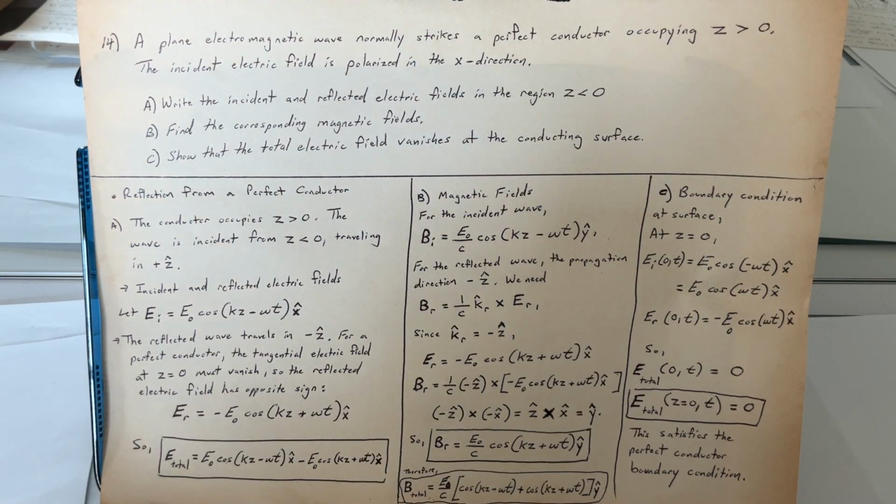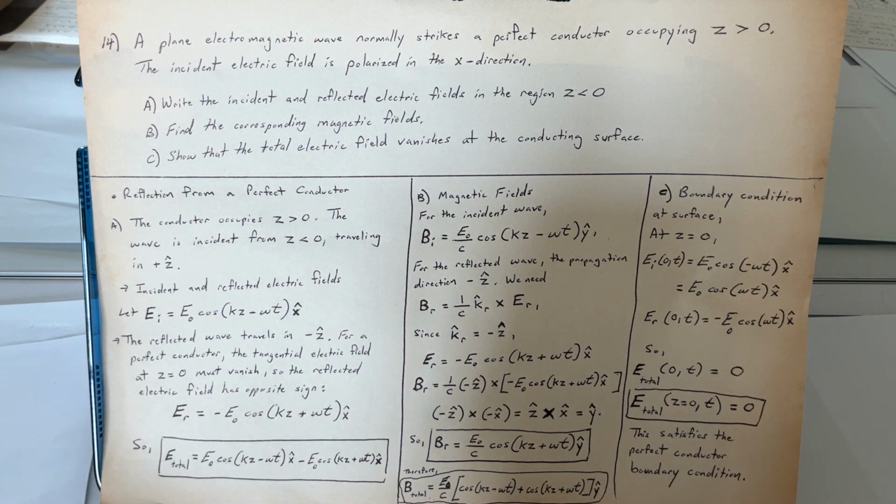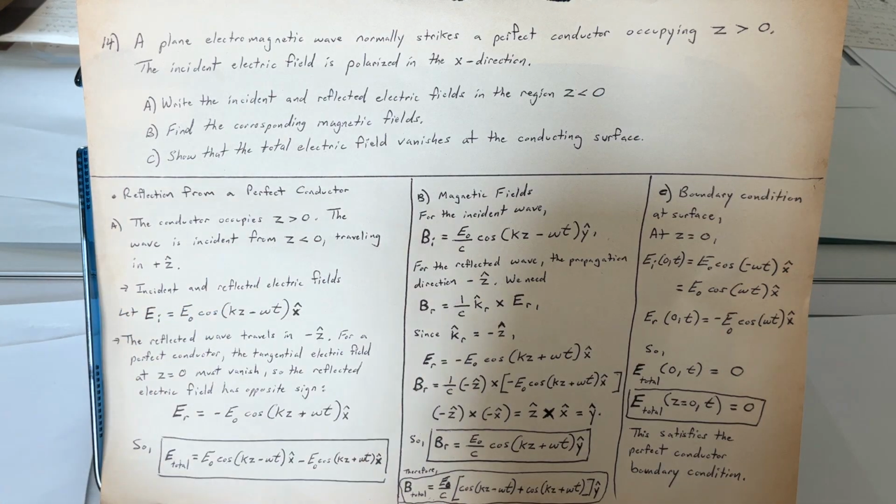So for letter A, we could say the conductor occupies z greater than 0, and the wave is incident from z less than 0, traveling in the positive z-hat direction. So here, for the incident and reflected electric fields, we're going to let E sub I equal E naught cosine of (kz minus omega t), times x hat. And the reflected wave travels in negative z-hat.